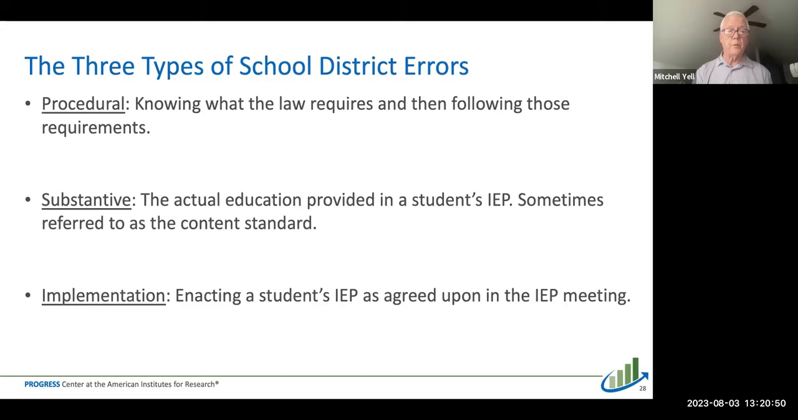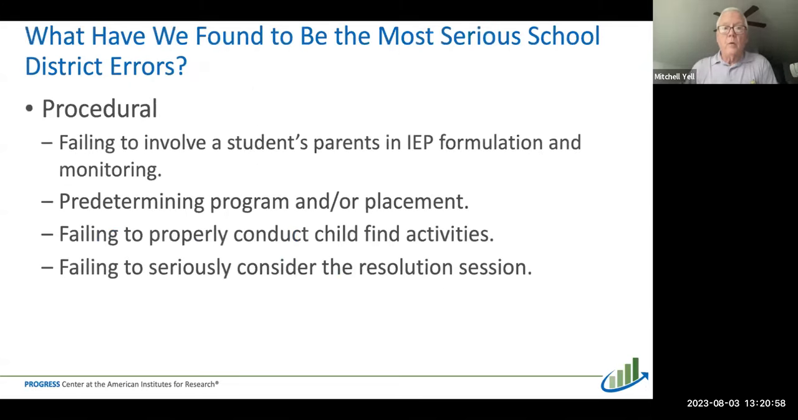So we are going to spend some time going over these 3 types of errors, and tell you what we have found in our experience as hearing officers and reading the case law to be the most serious school district errors committed. First, let me talk about procedural, and then we're going to move to substantive, and David's going to talk about that. But there are really 4 major procedural errors that we have seen that likely will lead to a denial of FAPE if it is found that the school district committed these errors.